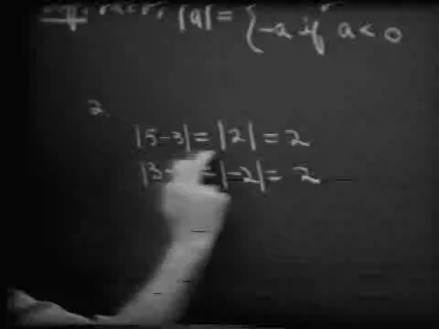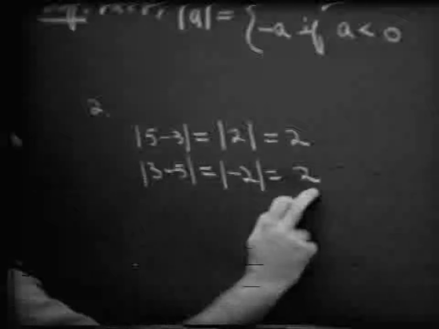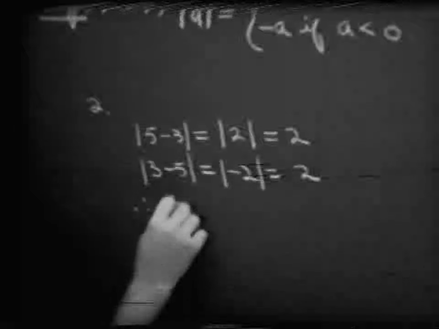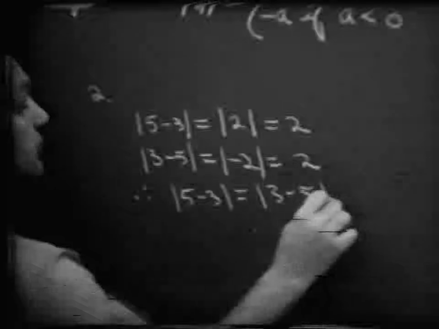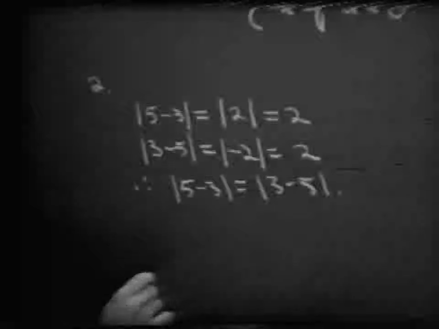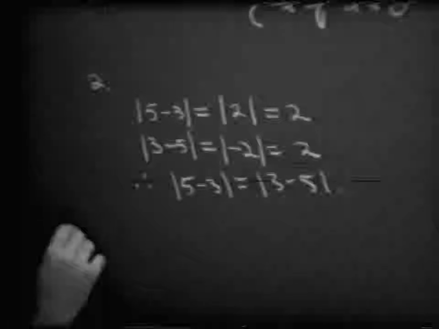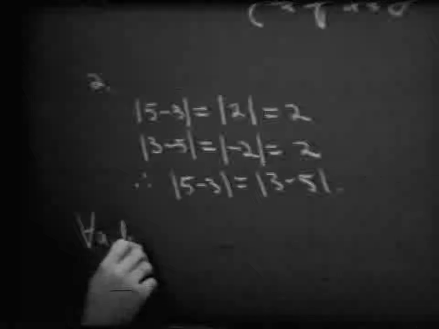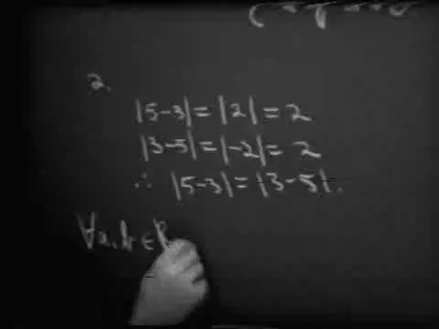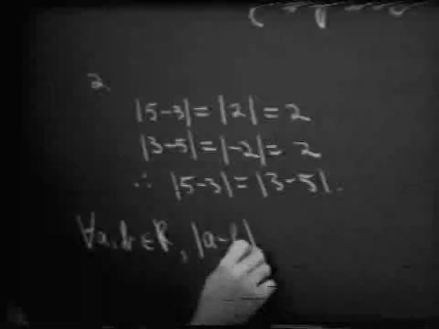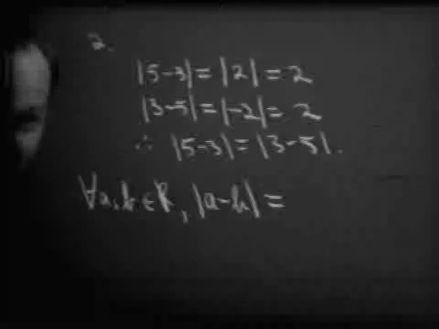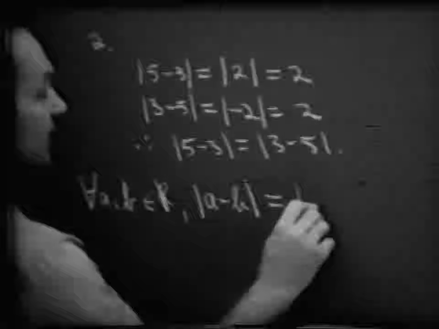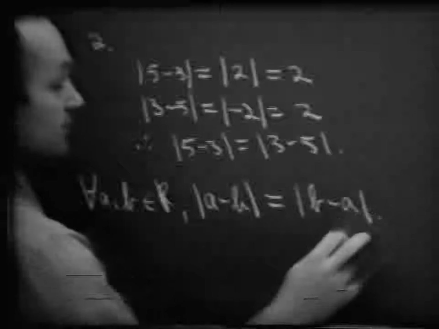And so you look at the first line, it's equal to 2, and you look at the second line, it's equal to 2. Therefore, you conclude that the absolute value of 5 minus 3 is the same as the absolute value of 3 minus 5. And in fact, I think you can generalize this by saying for every a and b belonging to the set of real numbers, the absolute value of a minus b is then going to be equal to, and what is our conclusion, Don? The absolute value of b minus a. The absolute value of b minus a.